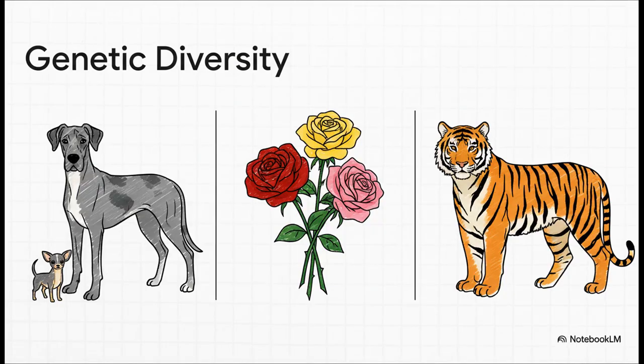I mean, think about it. A tiny little Chihuahua and a giant Great Dane are the exact same species. How wild is that? That's genetic diversity in action. It's why we have countless types of roses and why every single zebra stripe pattern is totally unique.